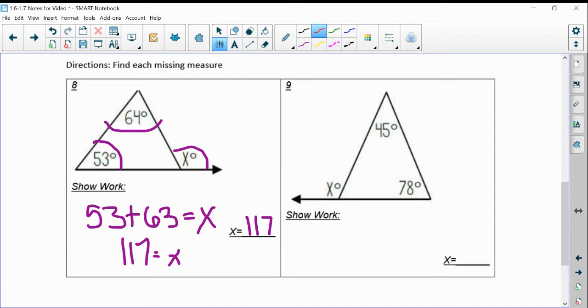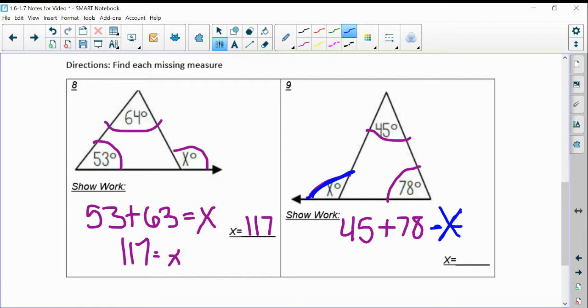So let's look at one more like that. So 45 is non-adjacent, doesn't touch x. 78 is in the triangle, and again, does not touch that exterior angle x. So those 2 added together, well, let me change my color, should equal our exterior angle. All right, and then we can say 45 plus 78 is going to give me 123 is x. All right, if you're still copying that, go ahead and copy that.